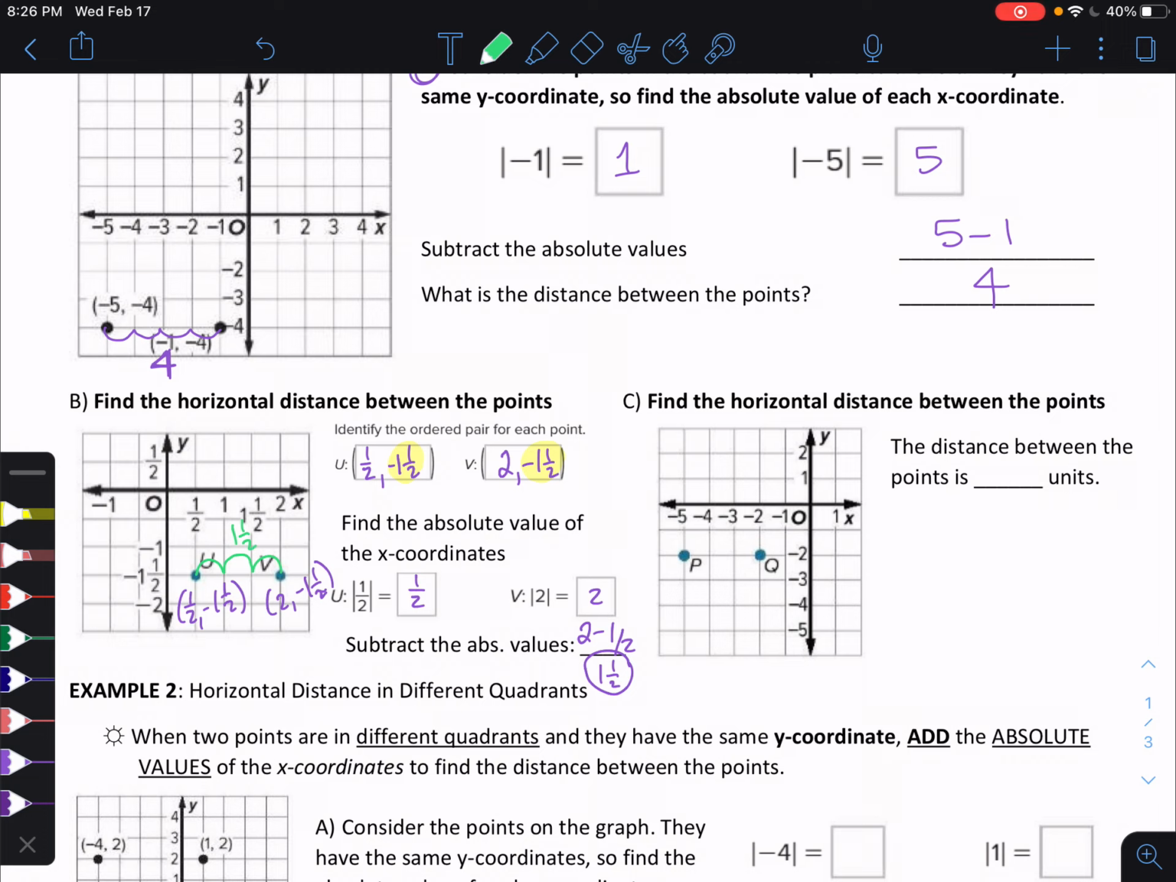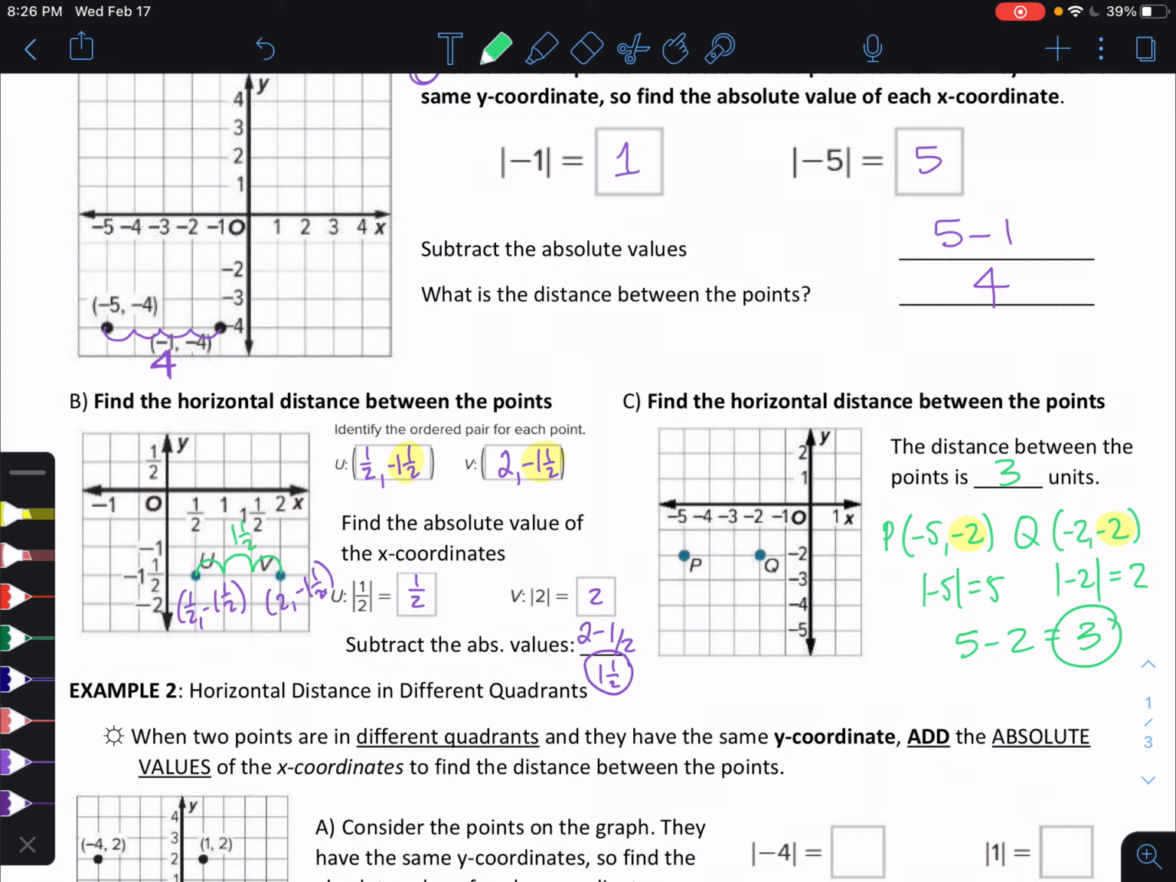Over here, we've got P and Q. P is at -5, comma, -2. And Q is at -2, comma, -2. We still have the same y coordinate. So they're on the same side of the y-axis in the same quadrant because they're both negative. And then they both have the same y coordinate. So I can find the absolute value of -5 and the absolute value of -2. And I can do 5 minus 2 and get a distance of 3 between them.